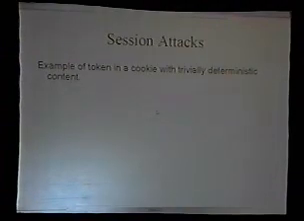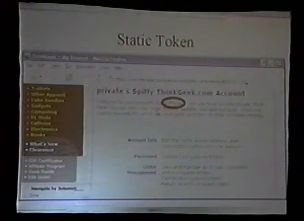So now I want to talk about a couple of examples, so that we can talk about some real life scenarios and give you an idea of what this really means and how this looks in the wild on the internet. So the first example is a token in a cookie. It's a static token and it's trivially deterministic content. So I'll go over what static is and why it's so easy.